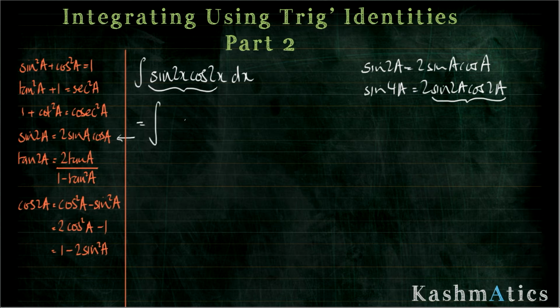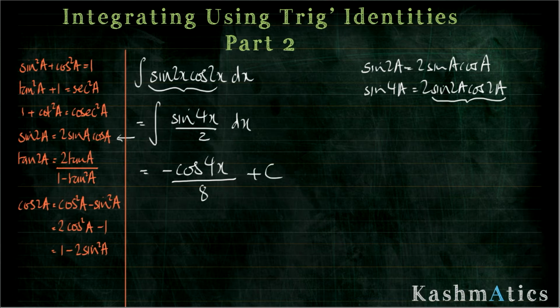So this actually becomes the integral of sine 4x over 2 dx. And that's quite a straightforward integral because sine becomes minus cos, so it'd be minus cos 4x over, now I need to divide by the 4, but there's already a 2 here, so what I get at the bottom is an 8, plus c. So something which looked fairly nasty turned out to be quite straightforward in the end.